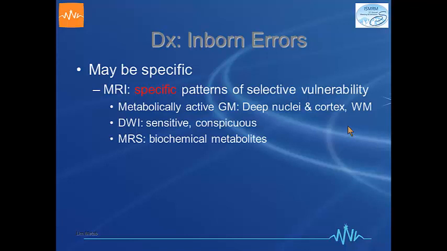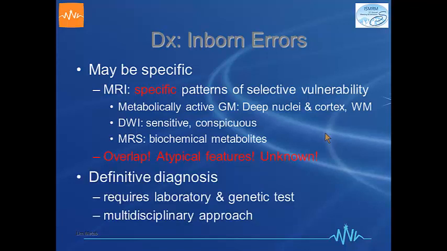However, what is good is that there are some textbook specific patterns that we can use, and those that are affecting the deep gray. And we use spectroscopy and DWI because DWI is very sensitive and conspicuous, and sometimes MR spectroscopy can give you a clue in specific instances, but not all the time. Be aware, overlap and atypical features are very common, and very often you will have unknown, undiscovered white matter diseases that have yet to be named that will eventually get published one day.